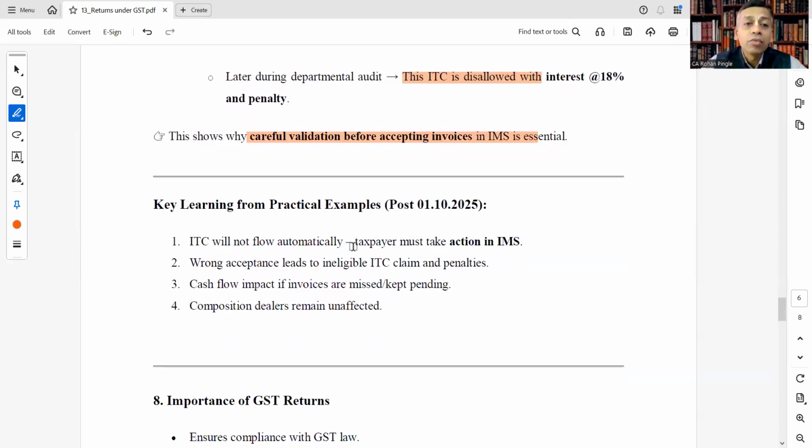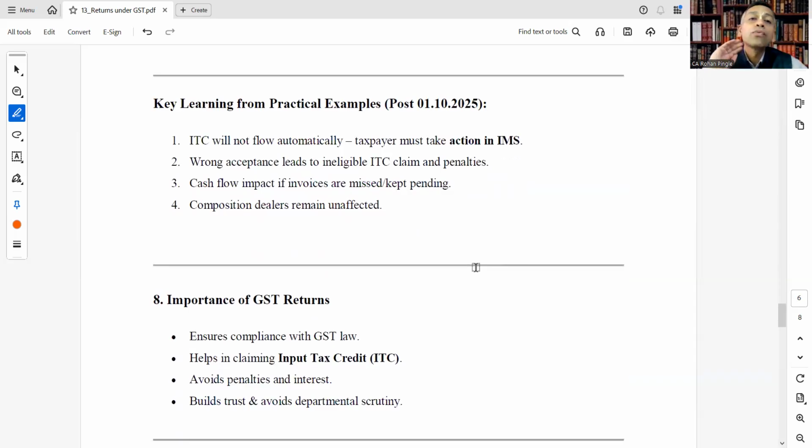So the key learnings from the practical examples post 1st October 2025 are: ITC will not flow automatically. The taxpayer must take action in IMS, that is, the Invoice Management System. Wrong acceptance leads to ineligible ITC claimed and penalties at a later time. There is cash flow impact if invoices are missed or kept pending. This is a major thing. Your business's working capital will get blocked if you forget to accept the invoices for ITC. Composition dealers remain unaffected. They have nothing to worry about because ITC is not claimed by composition dealers.